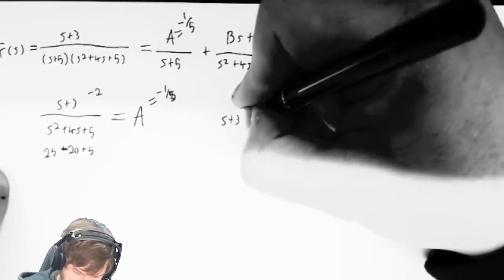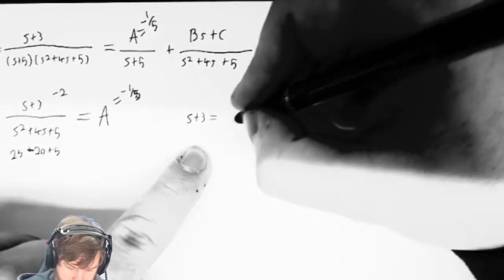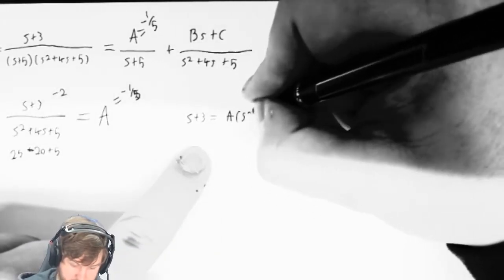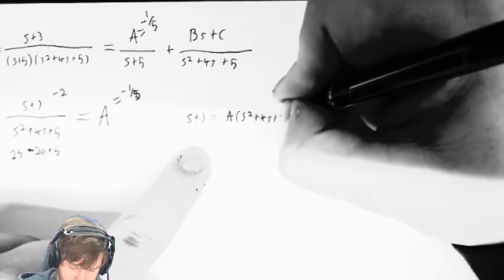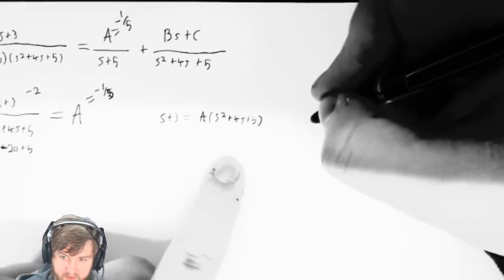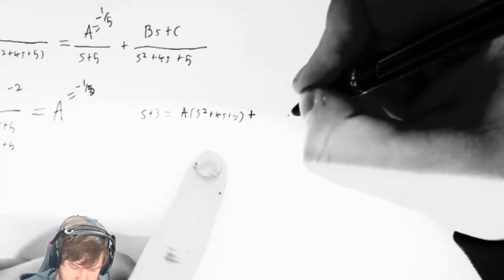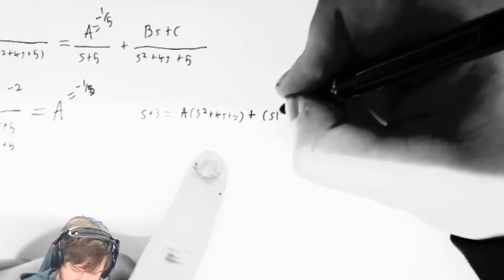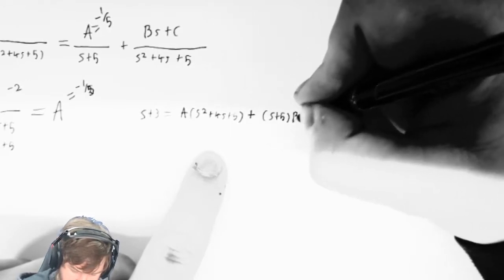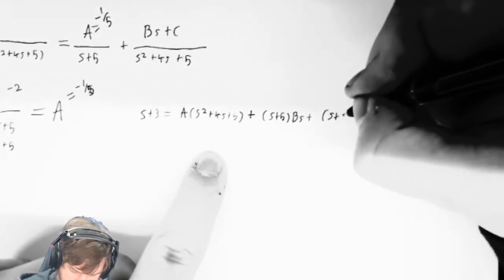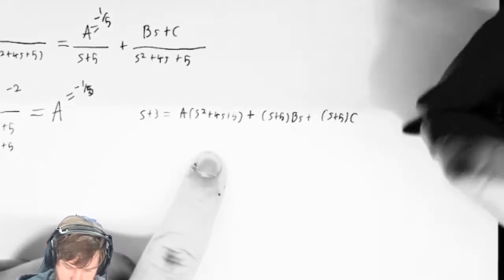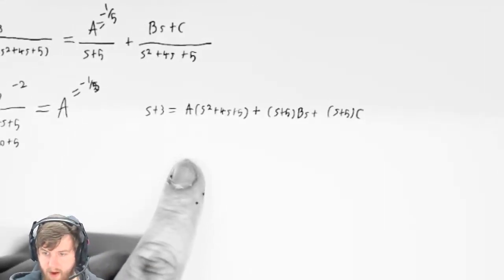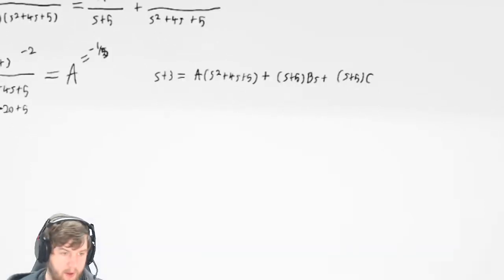So that will make us end up with s + 3 is equal to A times (s squared + 4s + 5) plus, I'm going to go ahead and distribute this out, (s + 5)Bs plus (s + 5)C. All right, so once we're at this point, we can start trying to find some of those relationships to figure things out. So let's gather like terms.